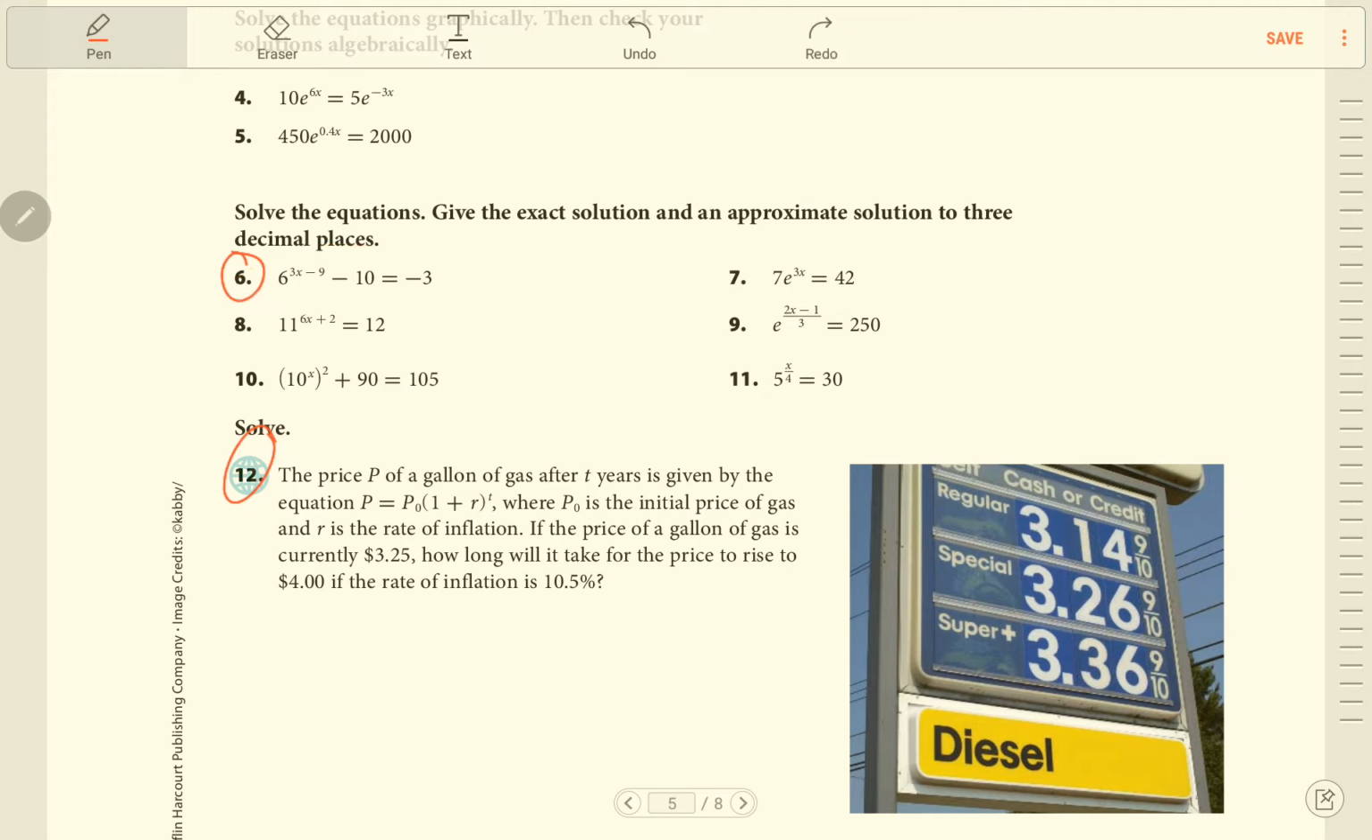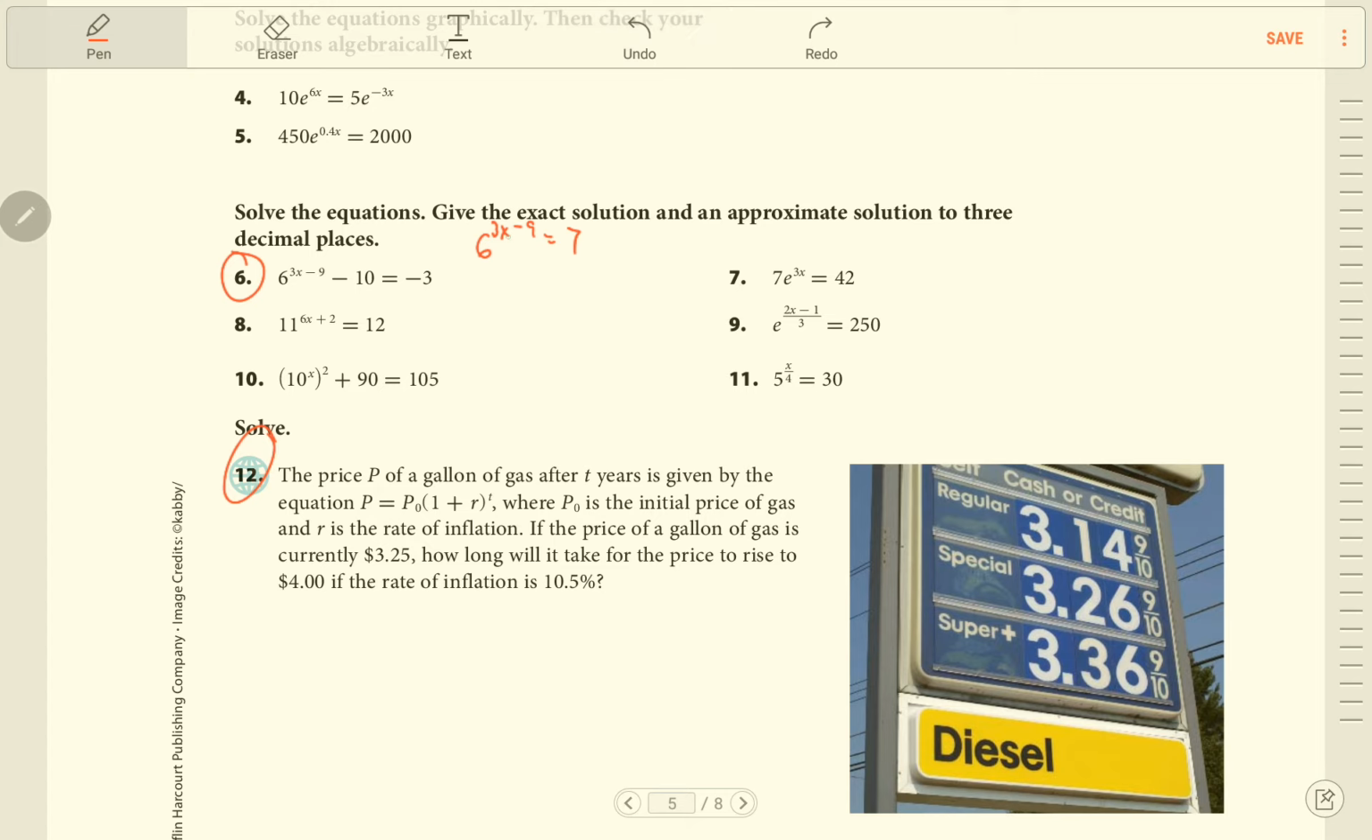So first thing we want to do, we want to isolate this exponential. So that means we need to add 10 to both sides first, okay, which leaves us with 6 to the 3x minus 9 power. And if I added the 10 to both sides there, like I showed earlier, then it's going to be a 7 over here.